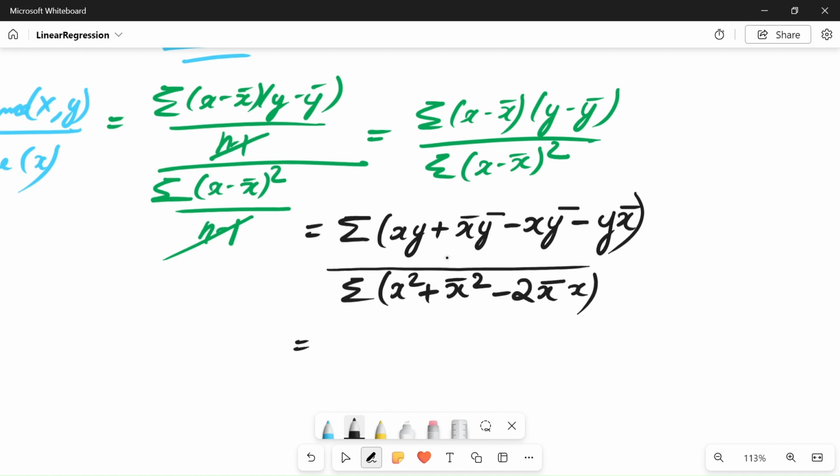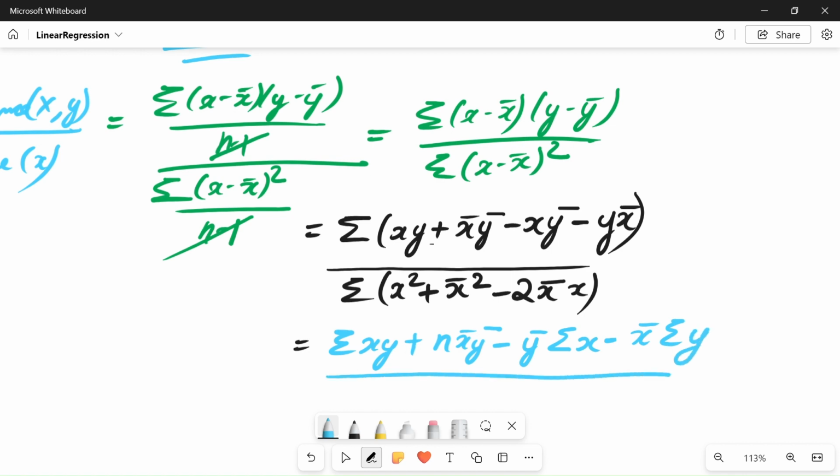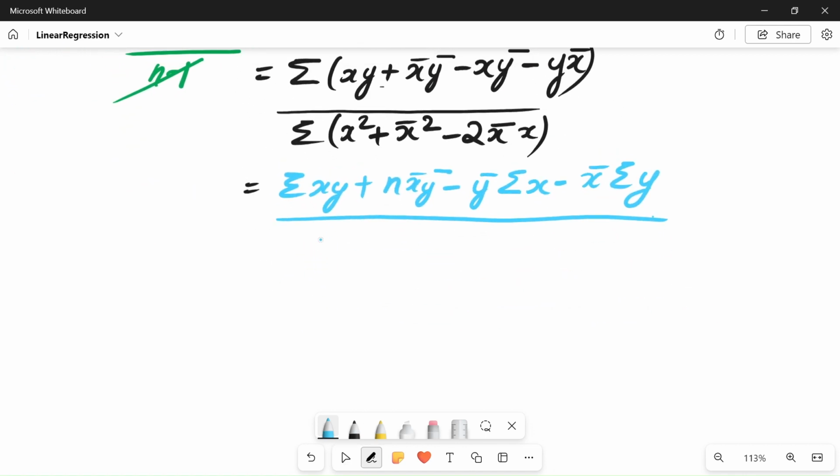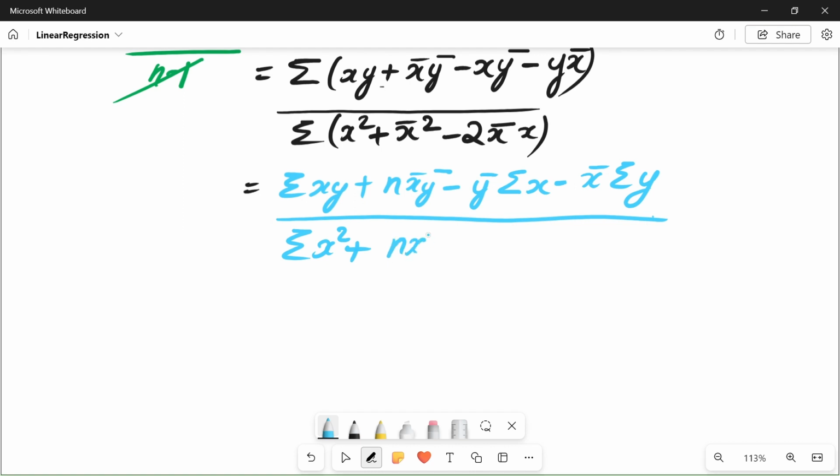Now summation can be broken down over these plus and minus symbols. This is the property of summation. Now it'll become summation xy plus summation x bar y bar, and x bar y bar are both constants, so it'll be n times x bar y bar, minus y bar summation x, minus x bar summation y. Okay, make some space again. It'll be summation x squared plus n times x bar squared. Again, x bar is a constant, so it comes out of the summation mark: n times x bar squared, minus 2 times x bar summation x.